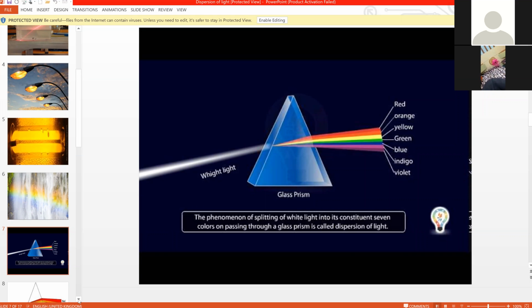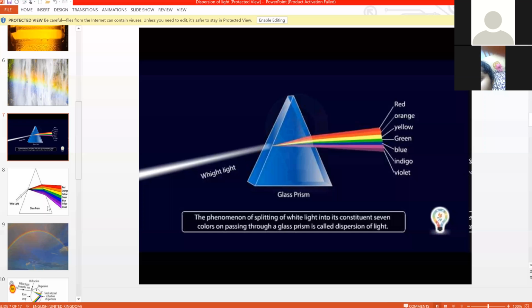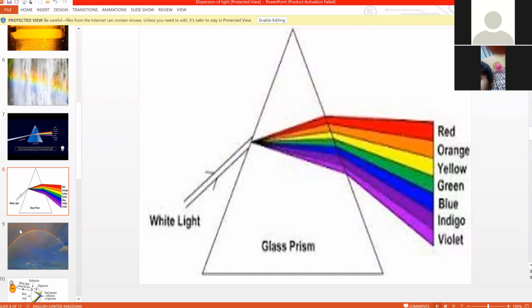So this is also the same picture. When white light is passed through a glass prism, it is split into different colors, and this phenomenon is called dispersion of light. Is dispersion of light clear to everybody? Everybody understood it? Yes, ma'am. Anybody having any kind of doubt? Clear, ma'am.